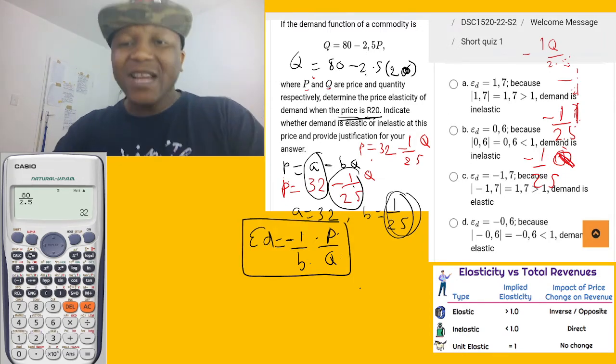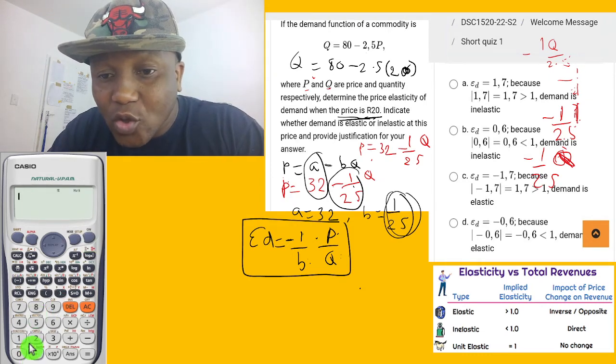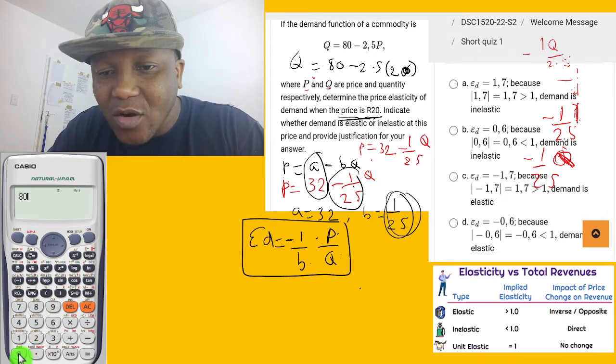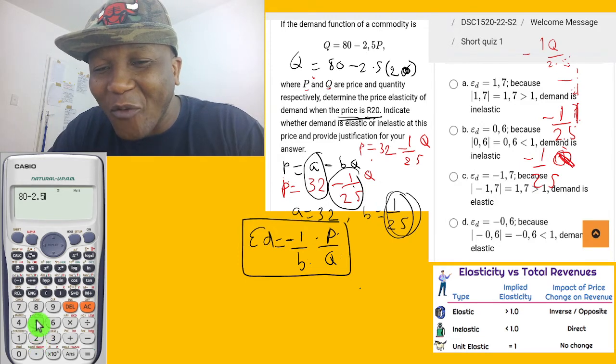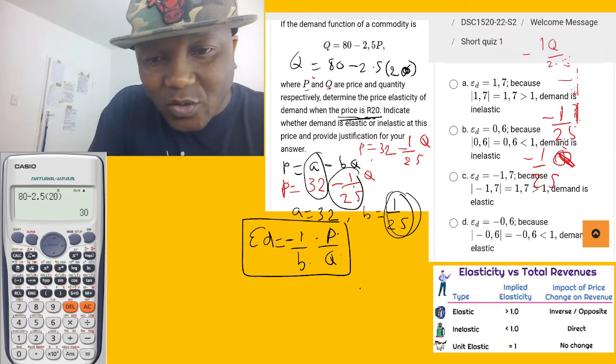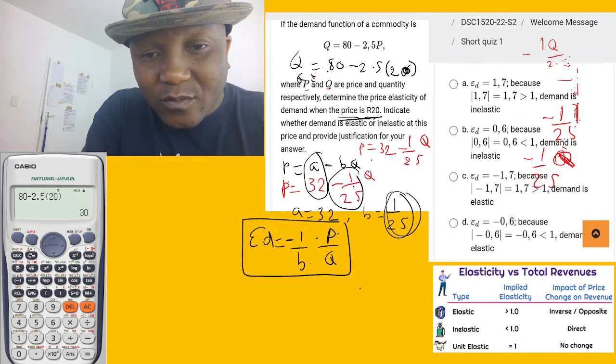Plug in the calculator. 80 minus 2.5 times 20. So we're going to come here, say 80, minus 2.5 bracket 20. And this is gonna give us the value Q, 30. Okay, so Q 30. What's our Q? Our Q equal to 30. So our Q equal to 30.